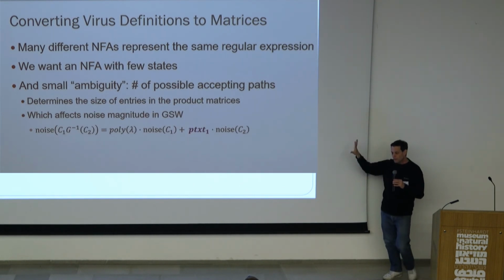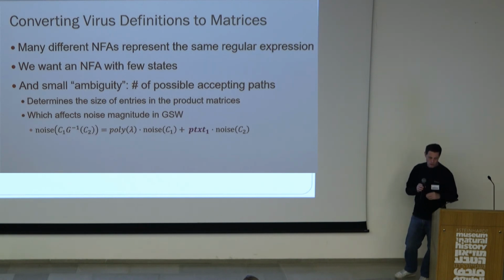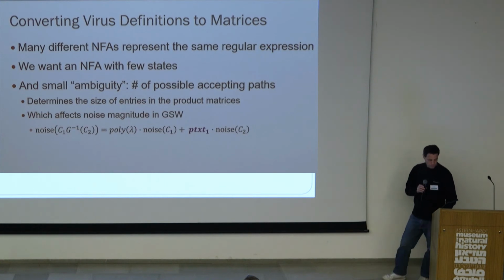Now, NFAs with small ambiguity exist. In fact, in some cases, you can have NFAs with ambiguity 1. So you have at most one accepting path and still be much smaller than a deterministic finite automata. So there are ways to get the ambiguity to be small.